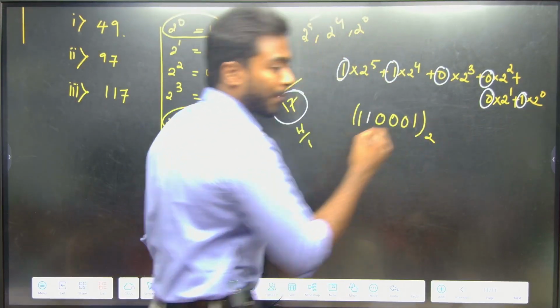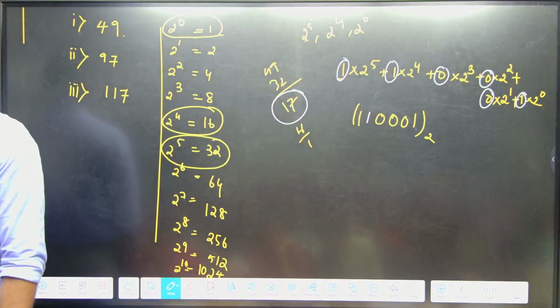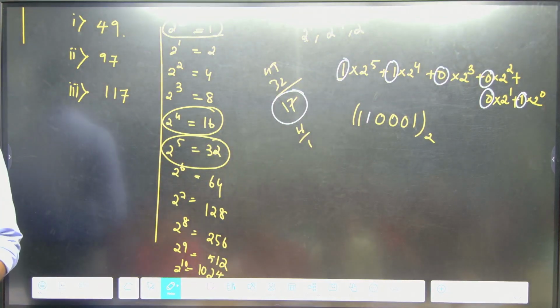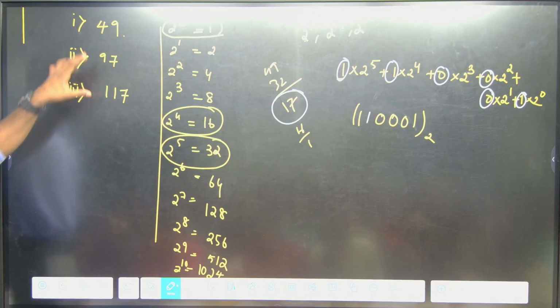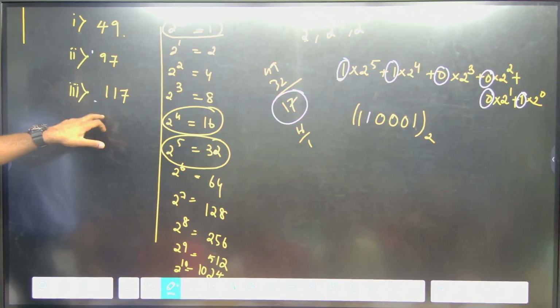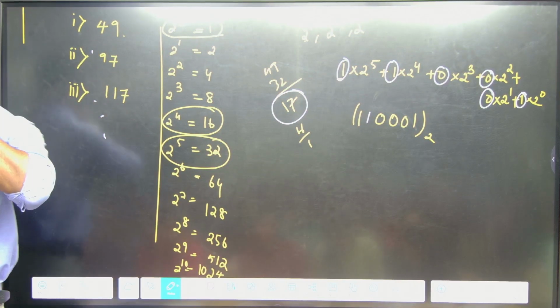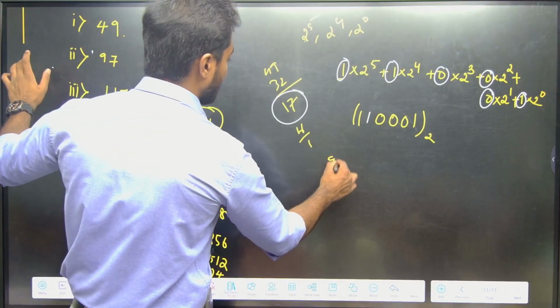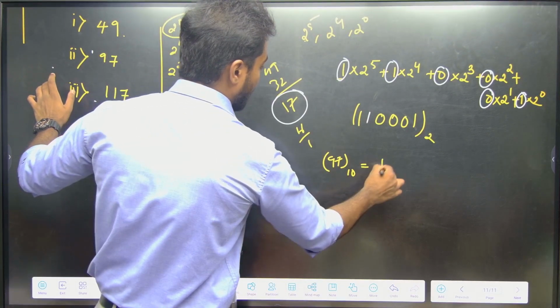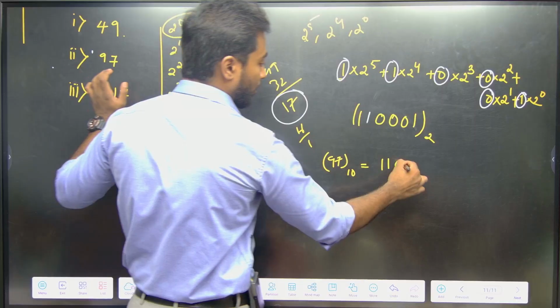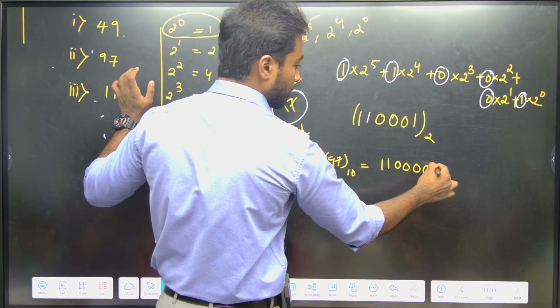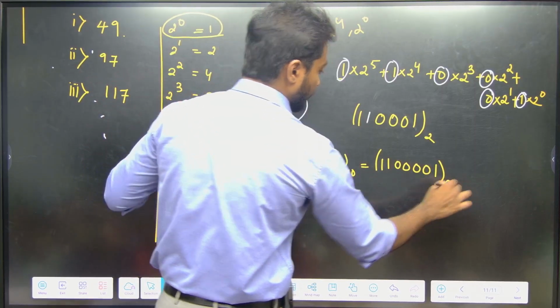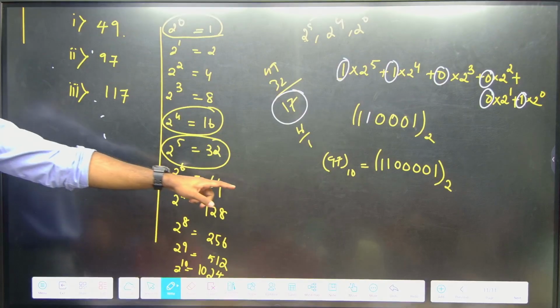This is in terms of binary. Okay, any doubt? Got it now? So whoever has not done 97 and 117, can you do it and tell the answers now? What is the second one? 97? 1, 1, 0, 0, 0, 0, 1. Okay. Any doubt? So everyone got the same answer?